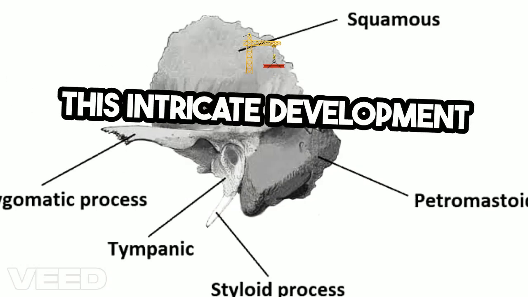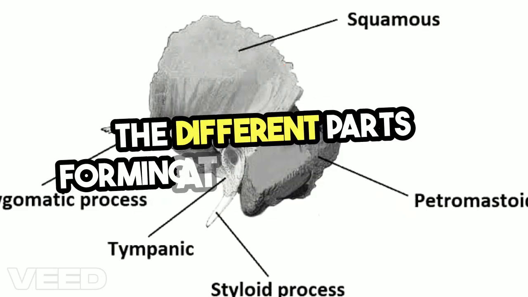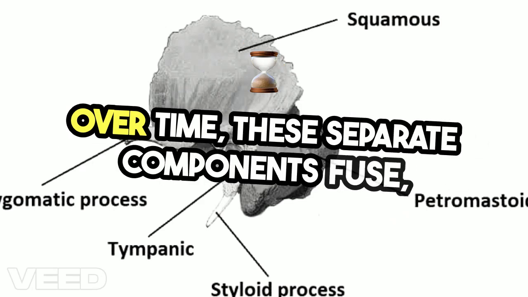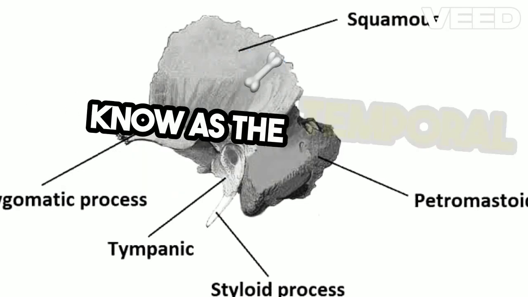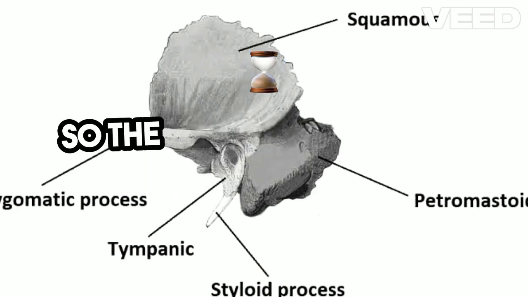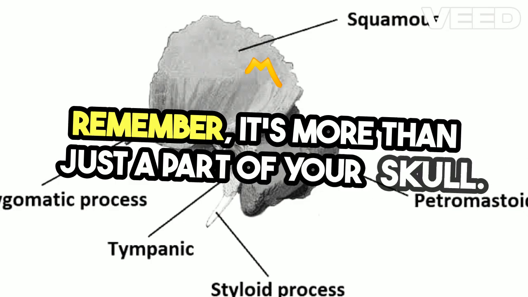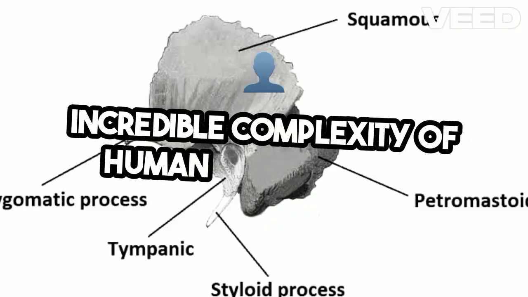This intricate development begins during embryonic growth, with the different parts forming at various stages. Over time, these separate components fuse, creating the single, cohesive structure we know as the temporal bone. So, the next time you hear about the temporal bone, remember it's more than just a part of your skull. It's a testament to the incredible complexity of human development.